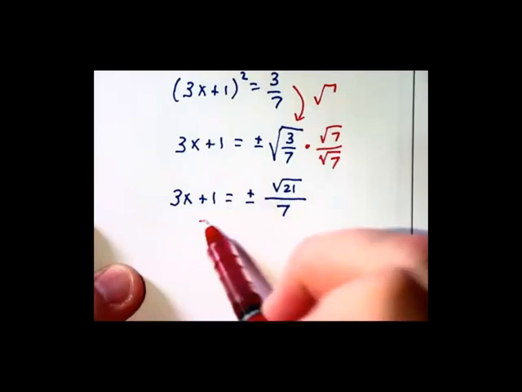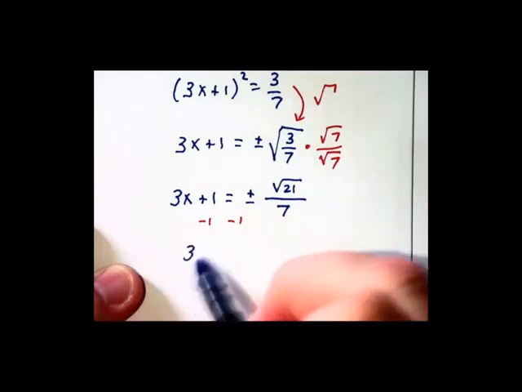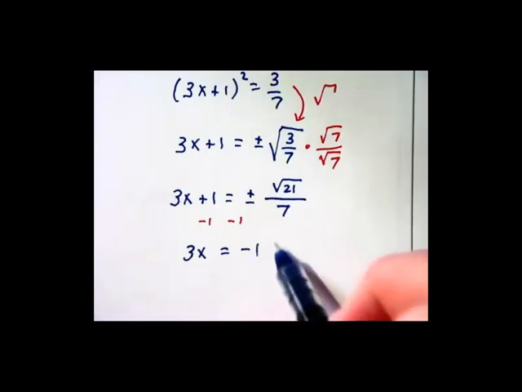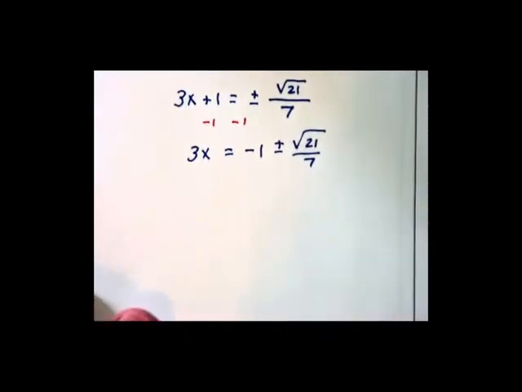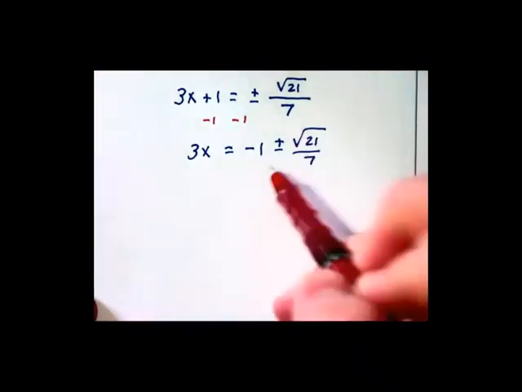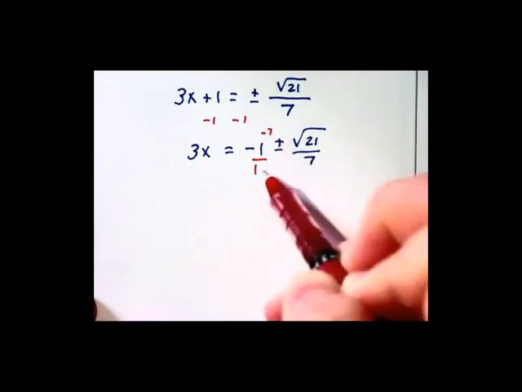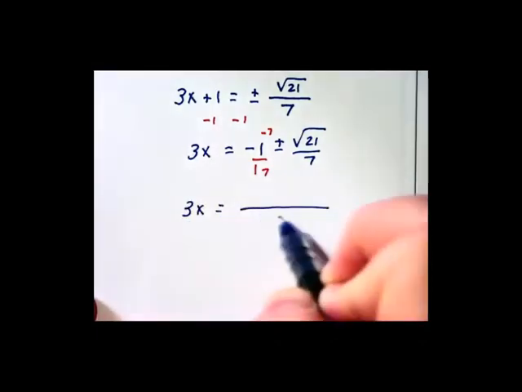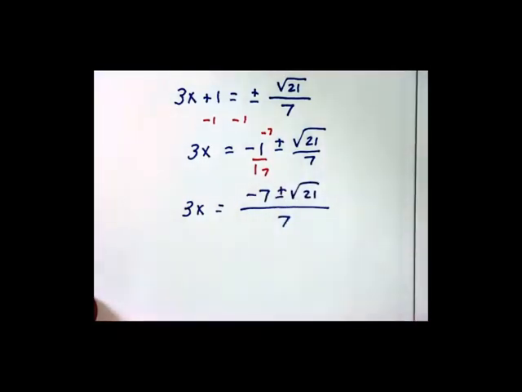I'm now going to subtract 1 on each side. We're trying to get that x by itself on the left, and that gives us 3x equals -1 on the right, plus or minus root 21 over 7. And notice it's not all over 7 as the last problem, but typically we do like it to be all over 7. So I'm going to rewrite that as a -1 over 1. Remind ourselves we could write that as a -7 over 7. And now actually write it that way over the common denominator of 7. -7 plus or minus root 21 over 7.